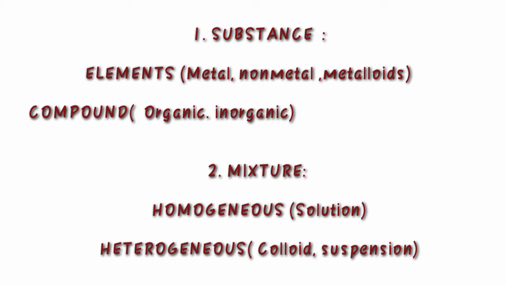Elements are of three types, that are metal, non-metal and metalloids, whereas compounds are of two types, that are organic compounds and inorganic compounds. Mixture is classified into two types, that is homogeneous mixture and heterogeneous mixture. Example of homogeneous mixture is a solution, that is a true solution, and heterogeneous mixtures are colloid and suspension.